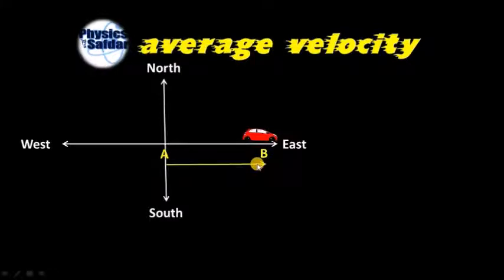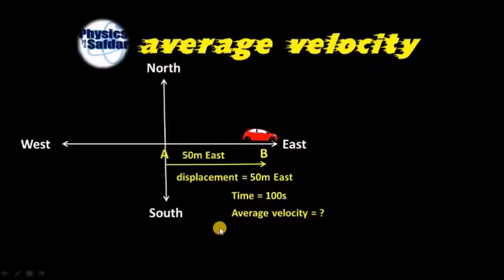So that is the change of position of the car. And how much length is covered during this change of position? Let's suppose it was 50 meter in the direction of east. 50 meter is the length covered by the car. East is the direction. So when you have length with the direction, that is called displacement. And when the car moves from A to B, it takes some time. Let's suppose the time taken by the car is 100 seconds. Now the question is, what was the average velocity of the car?